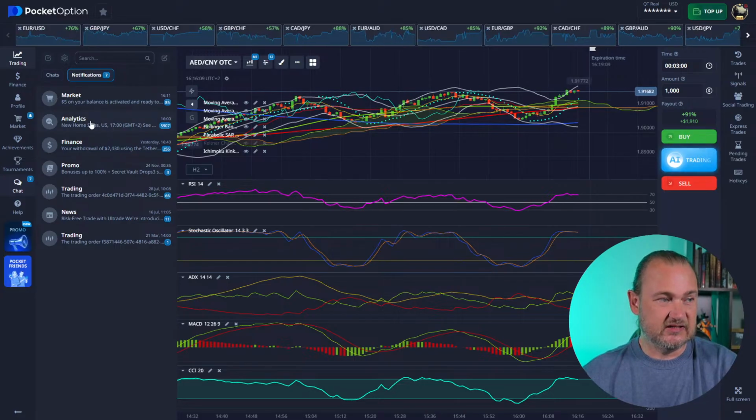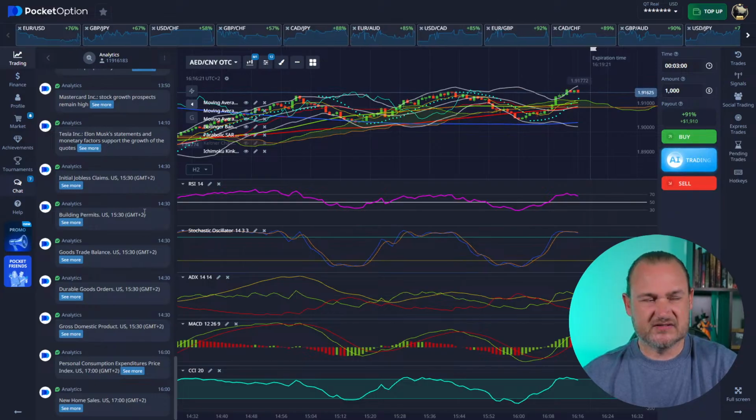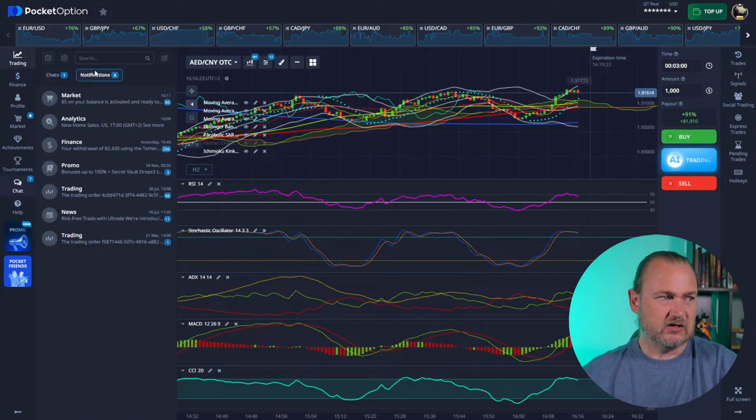So there's analytics that you can keep an eye on. They actually give quite a few important things during the day. They notify you in this chat of news that's being released and so forth, which can be quite useful. And then that's finance, back to that section that we did earlier. Promo, trading, risk-free trading.